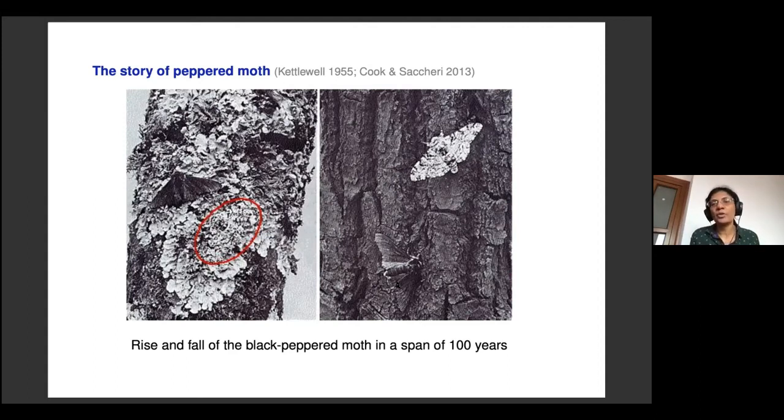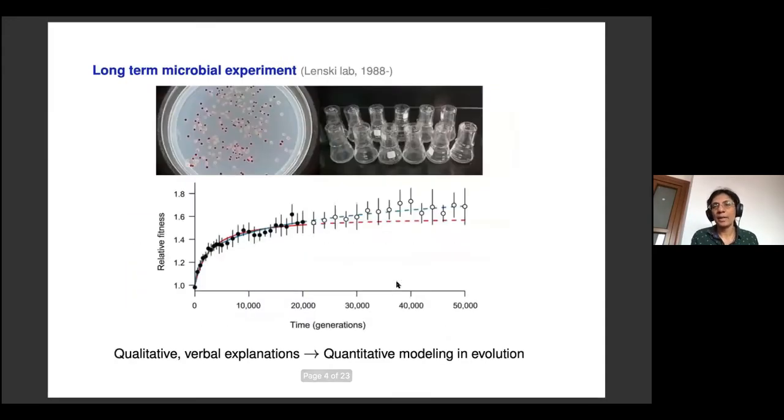The point that I'm trying to make is that over a span of just 100 years, the frequency of the black peppered moth went through an enormous change, from a very low frequency to almost frequency 1, and again back to low frequencies. So that's one standard textbook example of rapid adaptation. I'll give you one more example, and this is an experiment on E. coli. This experiment actually started in 1988, and it's still going on to this day.